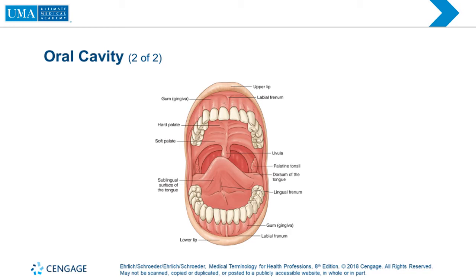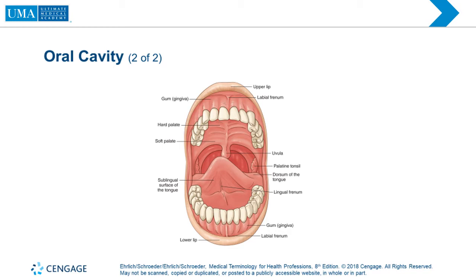First, we have the lips, or here, the upper lip, and this is also known as the labia, and this surrounds the opening to the oral cavity. The term labia is also used to describe parts of the female genitalia. Moving on to the palate.